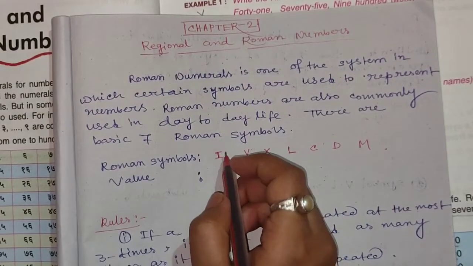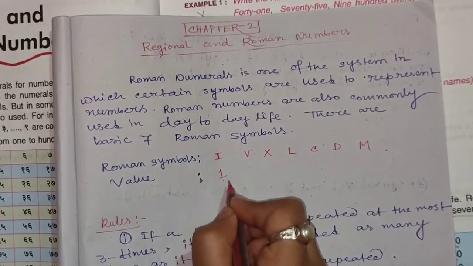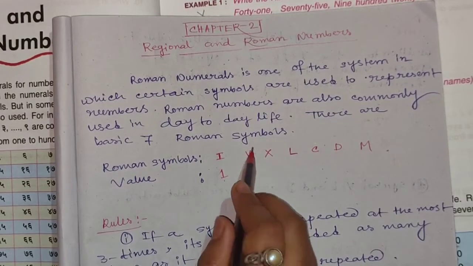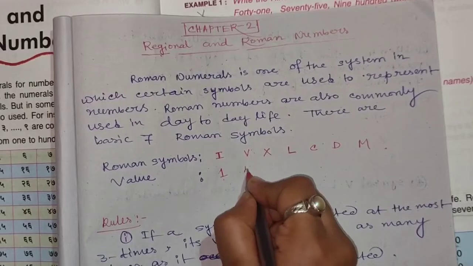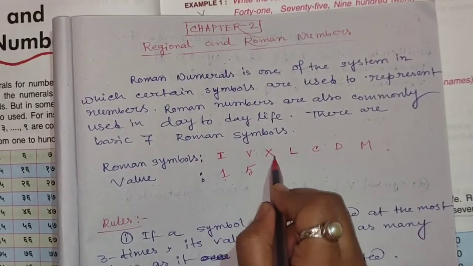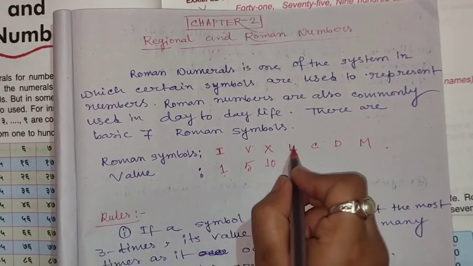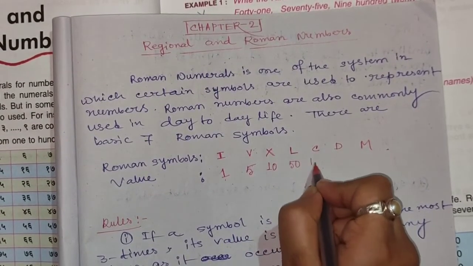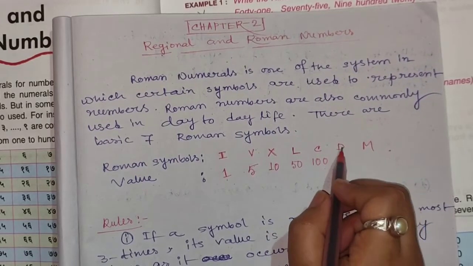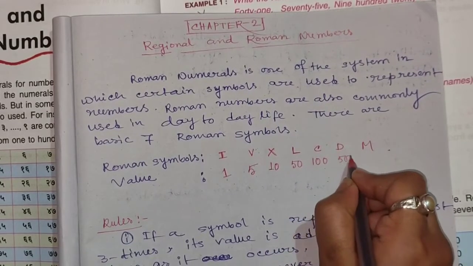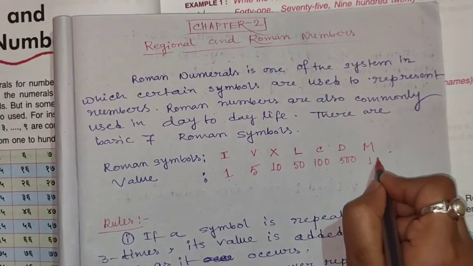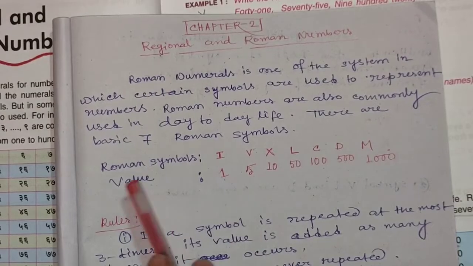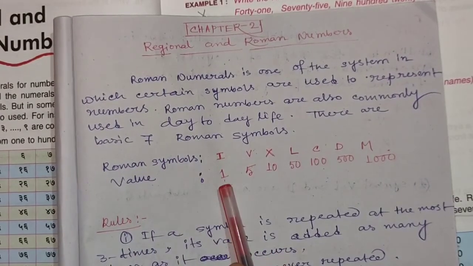So the first symbol is I. This represents number 1. This Roman symbol V represents number 5. X represents number 10, L represents number 50, C represents number 100, D represents number 500 and M represents 1000.